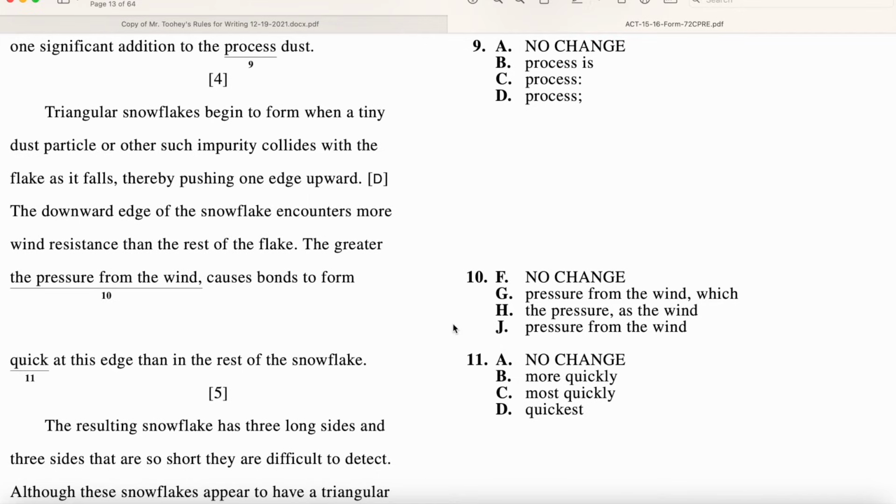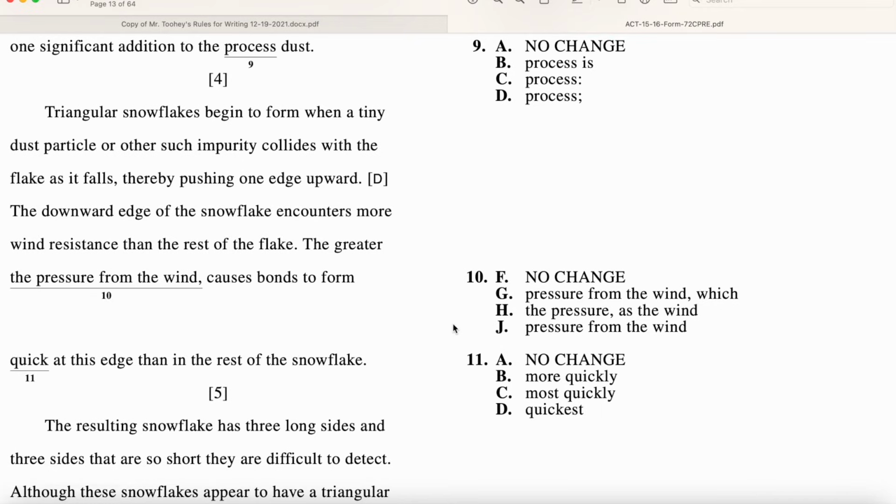I want to read the whole sentence now by plugging in answer choice D for number 10 and answer choice B for number 11. Does that make sense? Let's hear the whole thing. I want to make sure it works. The greater pressure from the wind causes bonds to form more quickly at this edge than in the rest of the snowflake. How's that sound? That sounds good. And that is right for both of them.